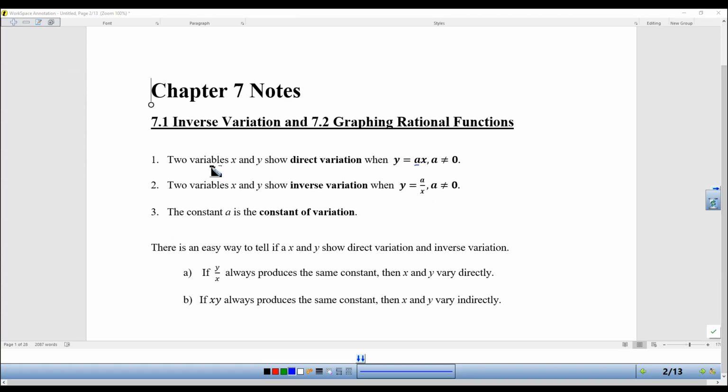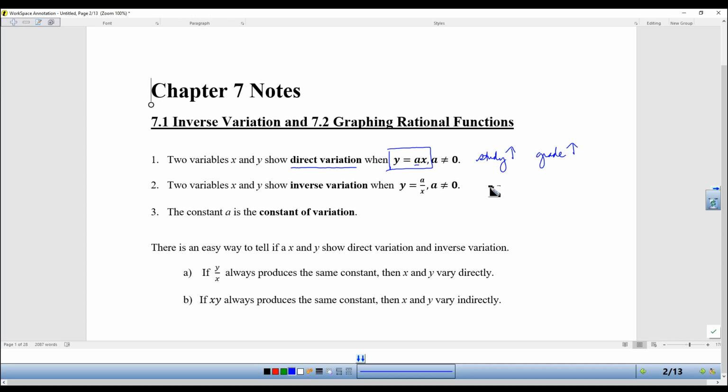Two variables, x and y, show direct variation when y is equal to a times x. That's the equation that you're going to want to know. That means that two things are both either increasing or both decreasing. So maybe the more you study for a test, your grade goes up. It may not show direct variation, but certainly they're both going up. If it goes up at the same rate, then we call it direct variation.